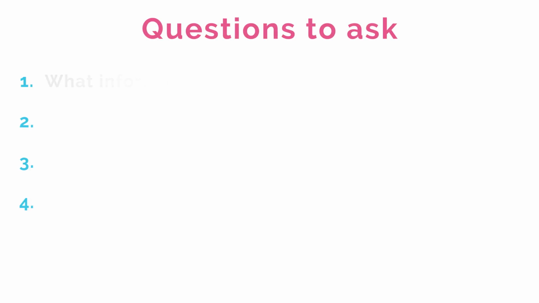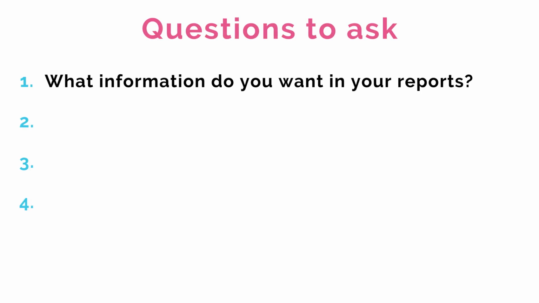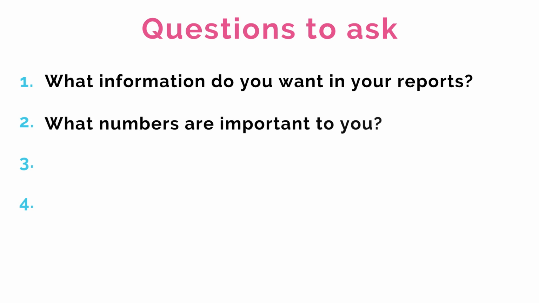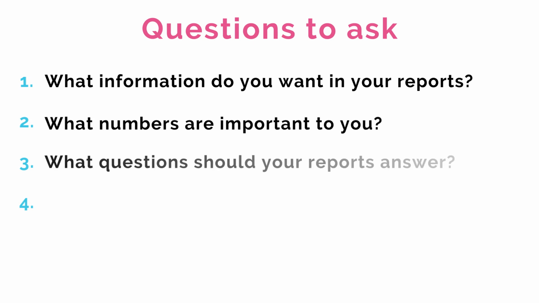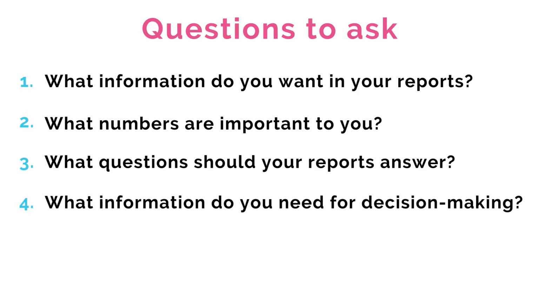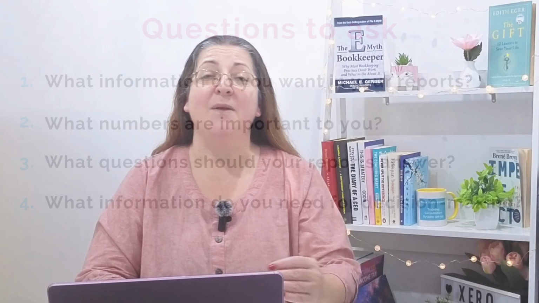I always advise my clients to think backwards. As the business owner, you should ask yourself, what information do you want to see in your reports? What numbers are important to you? What questions should your reports answer? And what information do you need when making decisions? And based on that, you can decide on your chart of accounts. For example, if you want to see your direct labor costs separately, you will need a separate account for them.